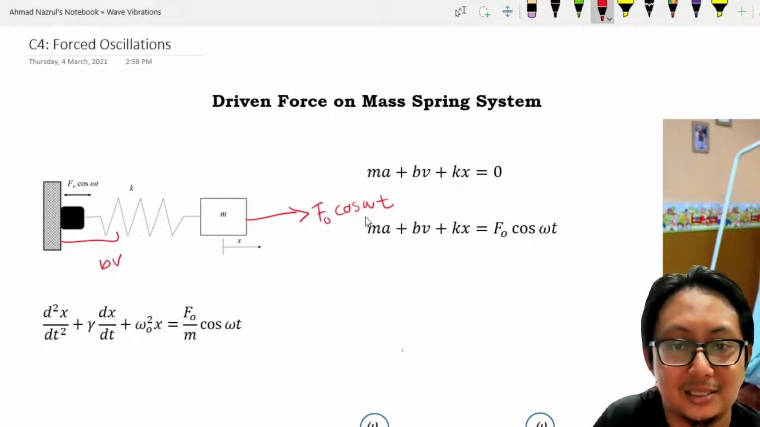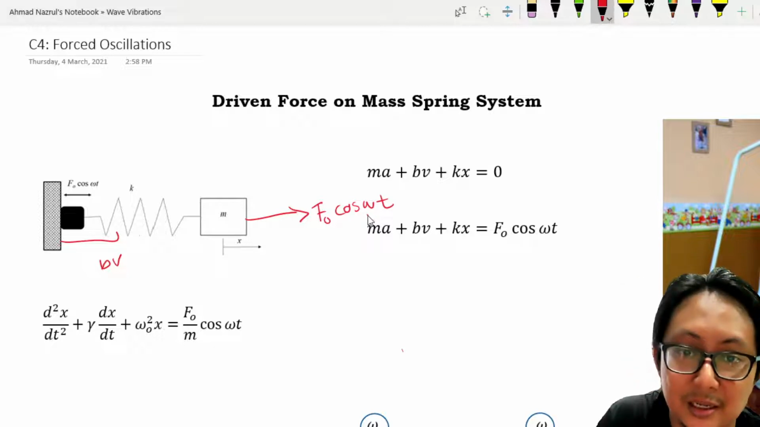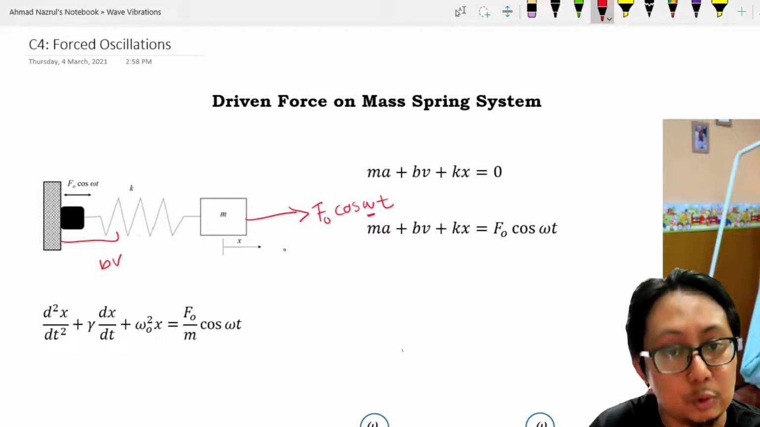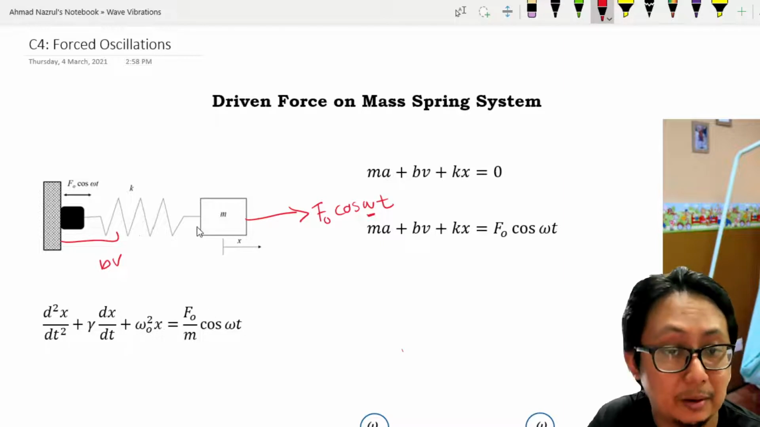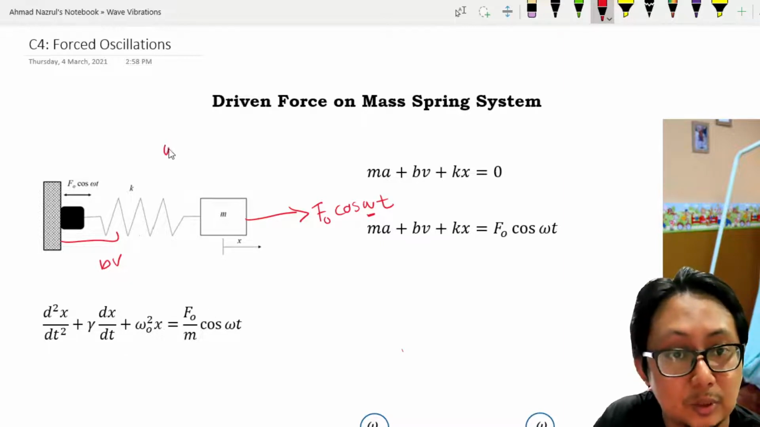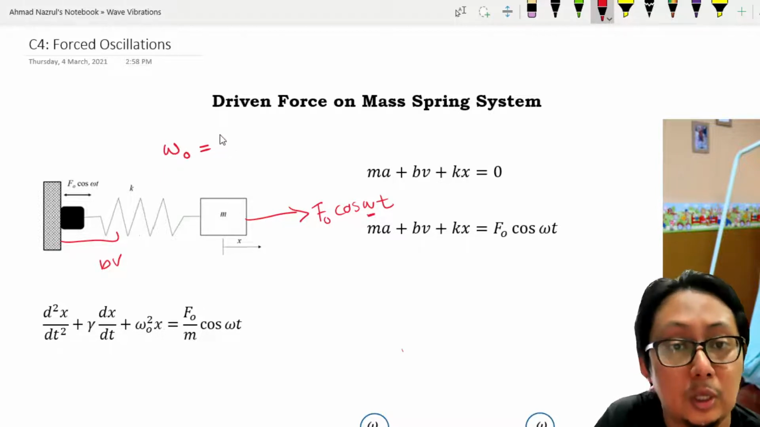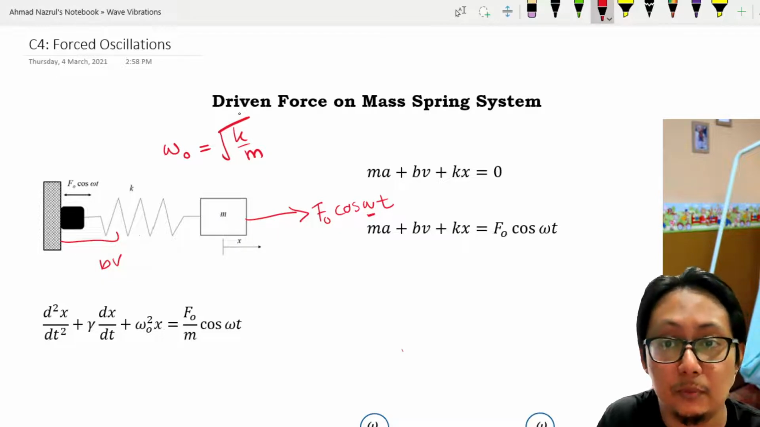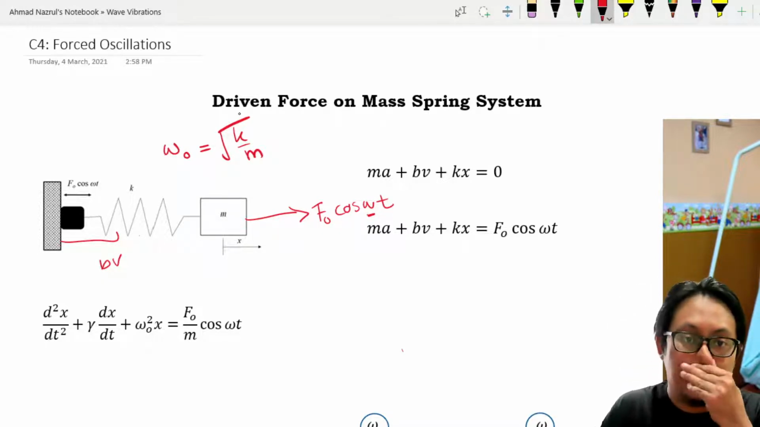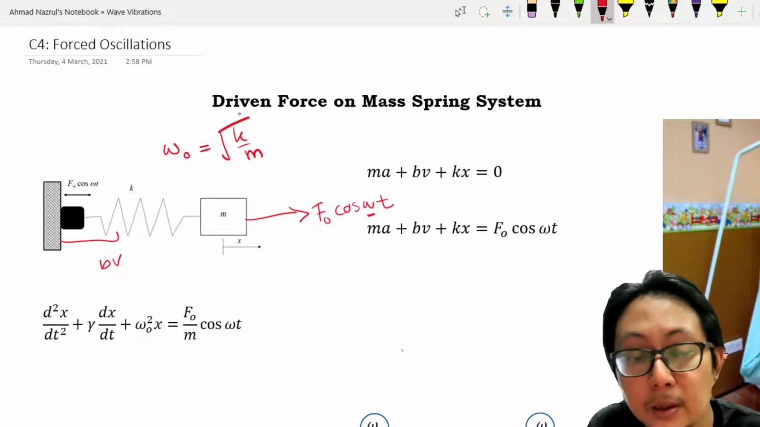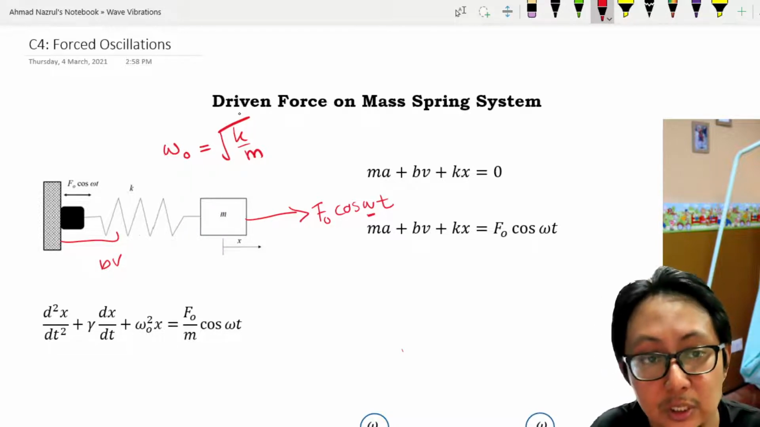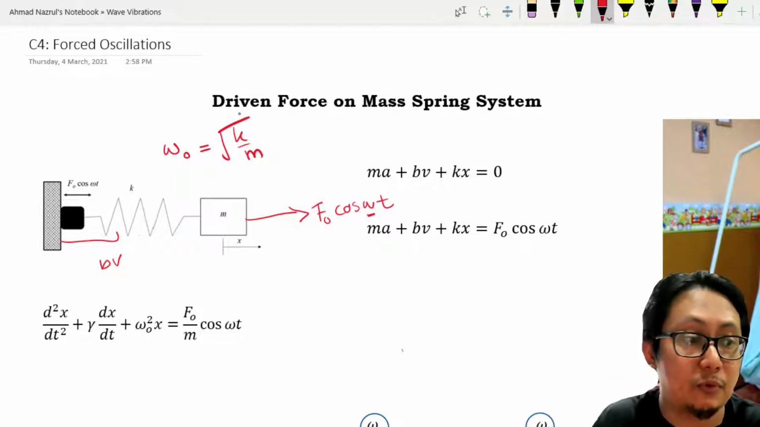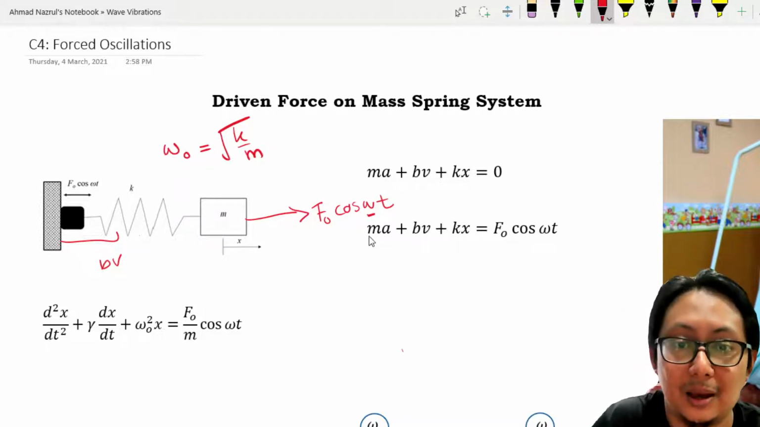This is something interesting because we have another omega here, which is the omega given to the system. It's not the omega for the spring. The omega for the spring system is omega naught, equal to the square root of K over M. That is the natural frequency of the mass-spring system. Right now, the mass-spring is not oscillating on its own, but we give it an additional force, and it will follow that additional force. That is what we need to focus on.